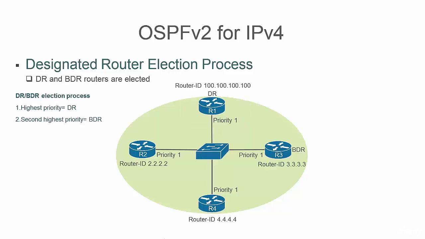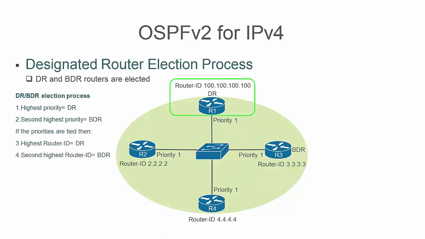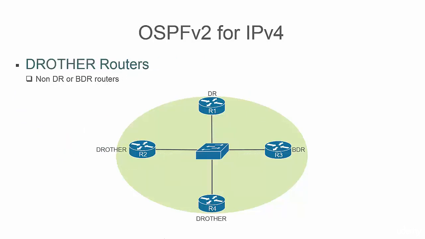If the priority values are the same, the tiebreaker is the highest router ID, and then the second highest router ID, again, would be the BDR. Both the interface OSPF priority and router IDs can be configurable, which you'll see in our configuration example section. Any router that is not a DR or BDR router is a DROther router.